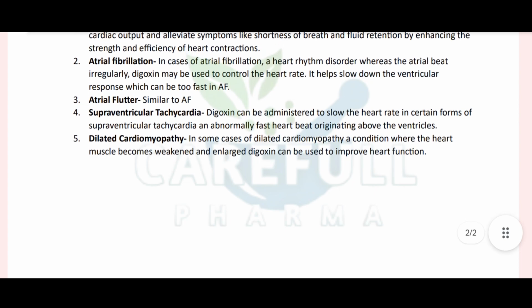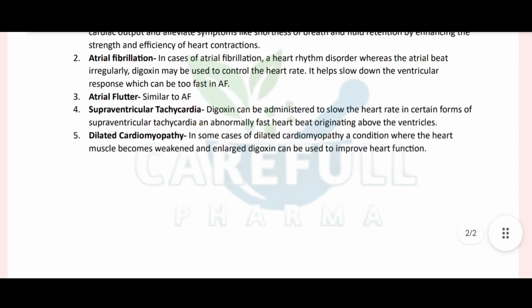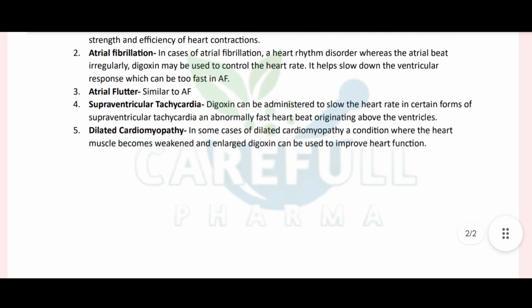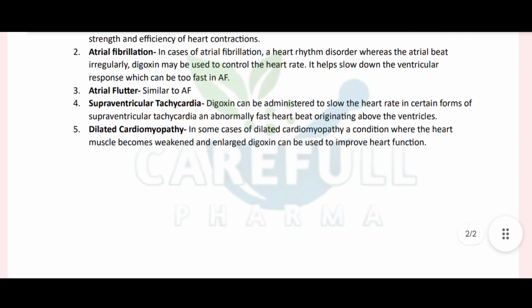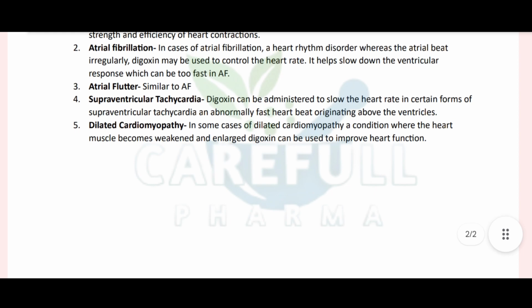2. Atrial fibrillation. In cases of atrial fibrillation, a heart rhythm disorder where the atria beat irregularly, digoxin may be used to control the heart rate. It helps slow down the ventricular response, which can be too fast in AF. 3. Atrial flutter. Similar to AF.